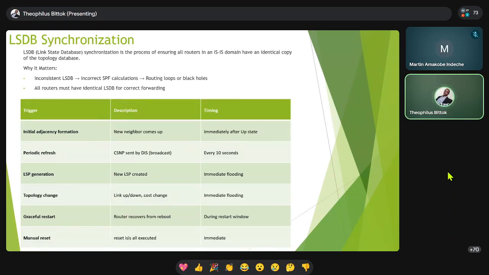So when it comes to LSDB synchronization, we have two types of synchronization: the triggered synchronization and the periodic synchronization. Maybe I can give an analogy. For periodic synchronization, say you have an alarm in your house. That alarm is just going to ring to tell you that my batteries are okay and the system is okay.